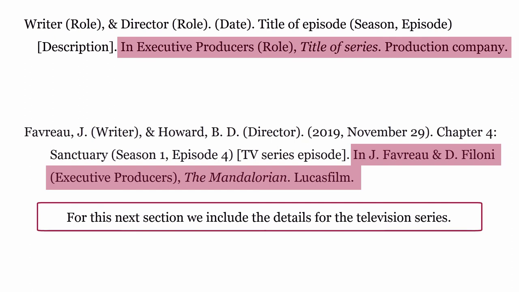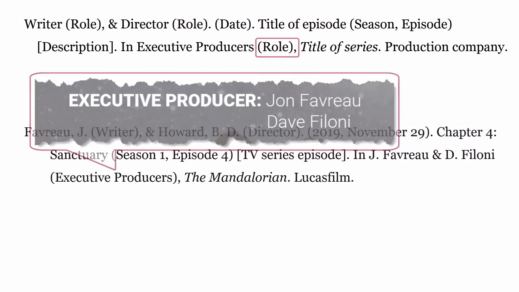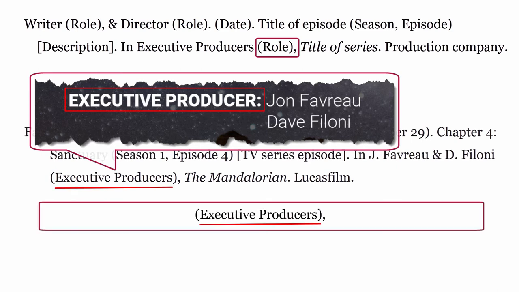For this next section, we include the details for the series as a whole. Start with the names of the executive producers. Start with the word in, then include all the names of the executive producers. Start with the initial of the first name, and then the family name. After these names, we include the role. In this instance, we have executive producers.